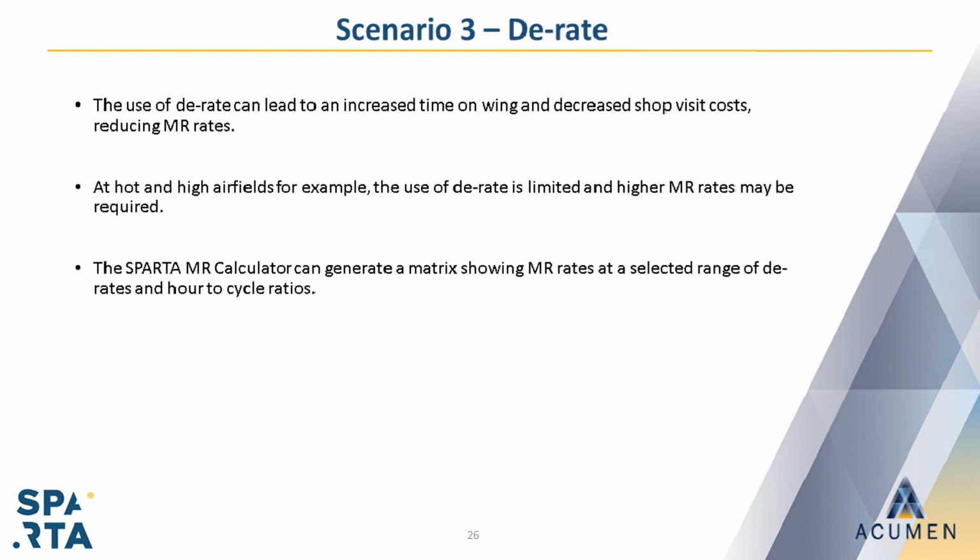To summarise, the use of D rate can lead to an increased time on wing and decreased shop visit cost, reducing maintenance reserve rates. Operators vary the use of D rate between routes and aircraft, and it's possible to generate a matrix showing MR rates at a selected range of D rates and out-of-cycle ratios using the MR calculator.